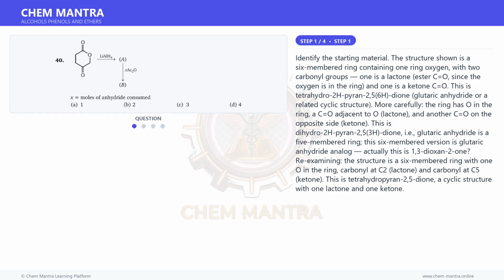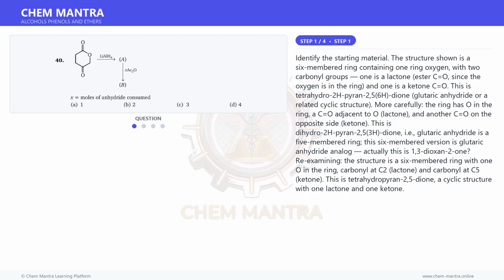Identify the starting material. The structure shown is a 6-membered ring containing one ring oxygen with 2 carbonyl groups. One is a lactone, ester C=O, since the oxygen is in the ring, and one is a ketone C=O. This is tetrahydro-2H-pyran-2,5-dione, glutaric anhydride or a related cyclic structure. More carefully, the ring has O in the ring, a C=O adjacent to O, lactone, and another C=O on the opposite side, ketone.